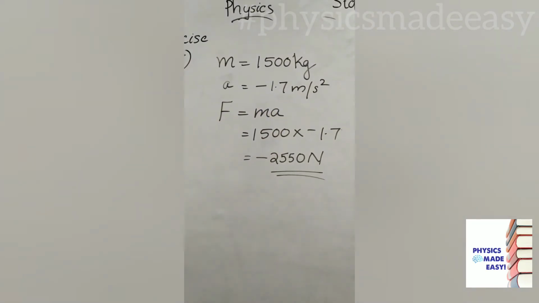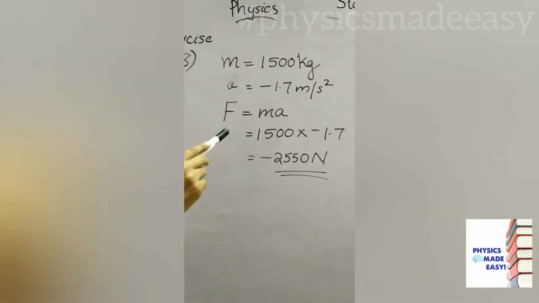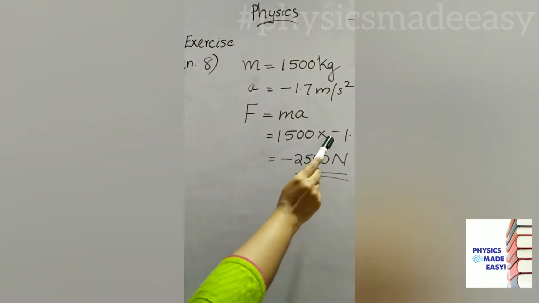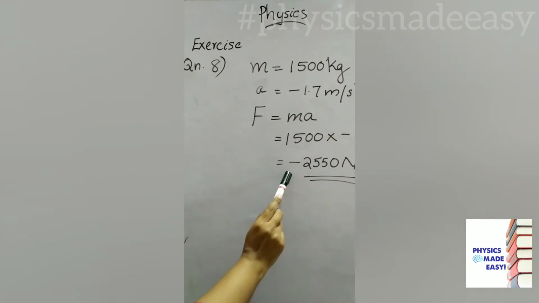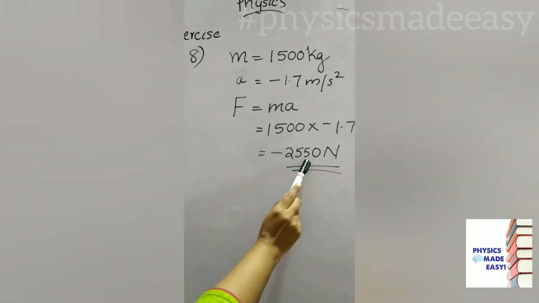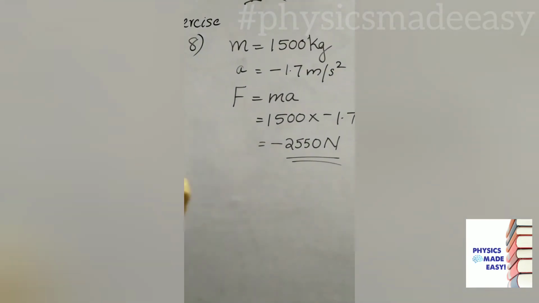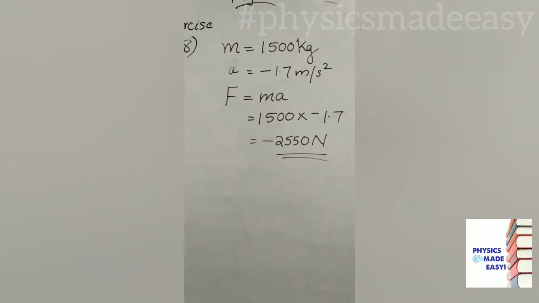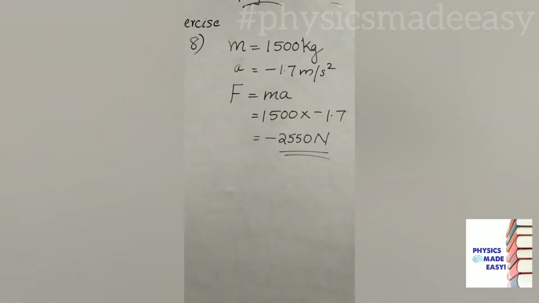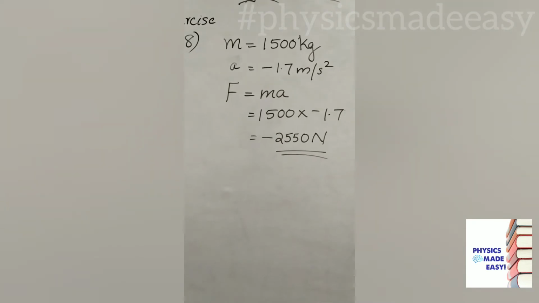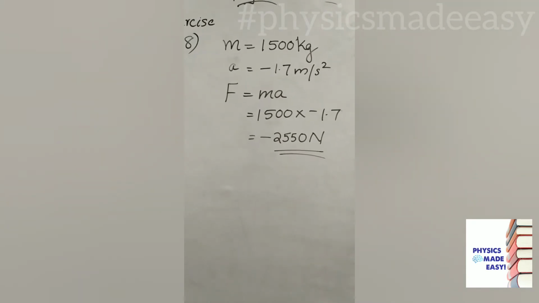Then we have to find the force. Force is equal to M into A. 1500 into minus 1.7, that is minus 2550 Newton. This minus sign indicates that this force is opposing the motion of that vehicle. Okay, so we can say this is the frictional force here.